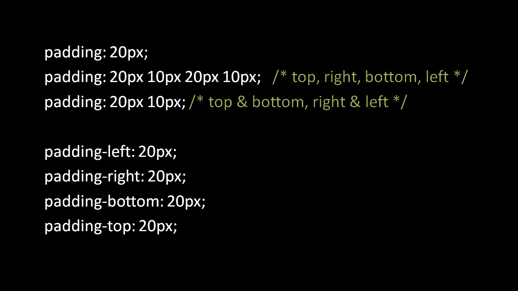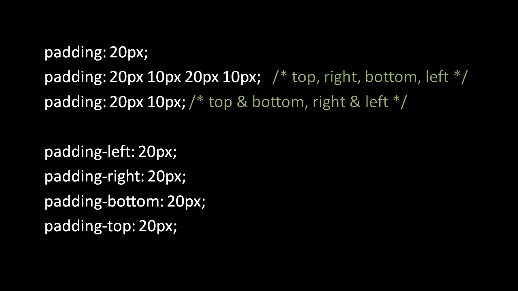And alternatively, if you write just two numbers, then that's interpreted as first being the top and the bottom, and then the right and the left. And once again, for convenience, sometimes you just want to, on an element, specify just its left padding, or its right padding, or its bottom, or its top. So you can actually specify them with 4 separate properties. You can write just padding-left to specify just the left, or padding-right to specify just the right, and so forth.